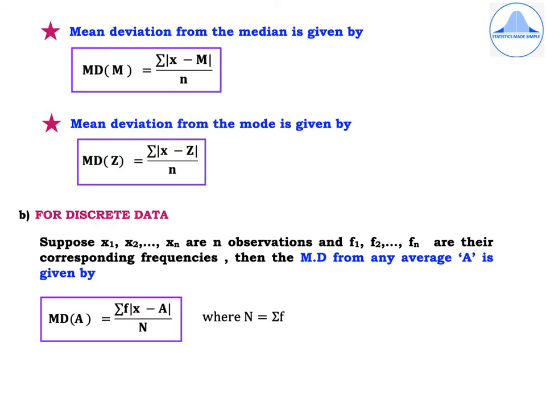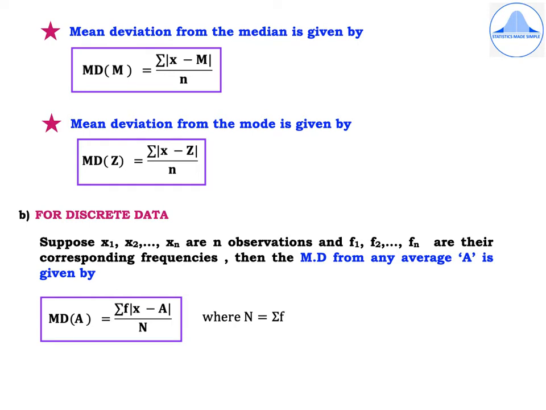Similarly, the mean deviation from the median is given by MD of M equal to summation modulus x minus M divided by n. Here again, M should be calculated based on raw data. Next is the mean deviation from the mode, which is given by MD of Z equal to summation modulus of x minus z divided by n, and z is calculated using the formula which we had learnt for raw data. Now we will learn how to calculate mean deviation for discrete data.